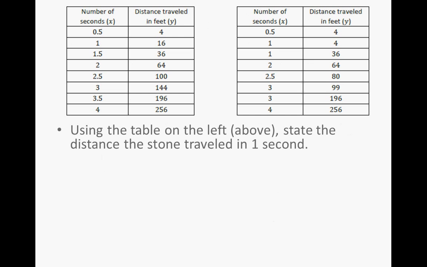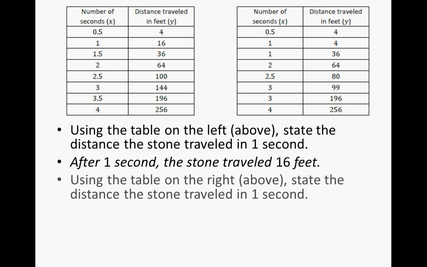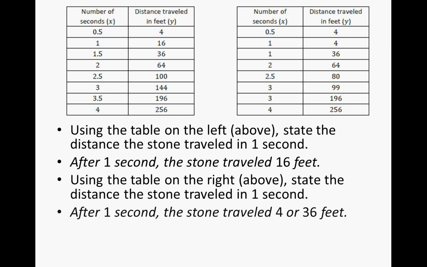Alright, so using the table on the left, state the distance that the stone traveled in 1 second. You should have said after 1 second the stone traveled 16 feet. Using the table on the right, state the distance the stone traveled in 1 second. Well, after 1 second the stone traveled 4 or 36 feet. And you can see that here. There are two 1 seconds. One is for 4 and the other one is for 36.